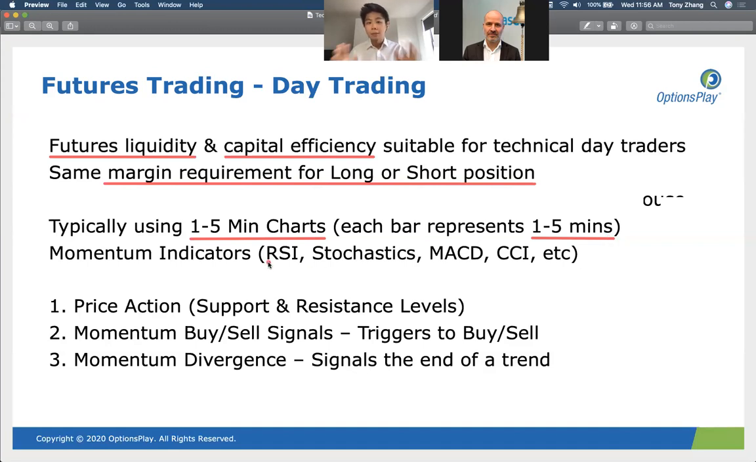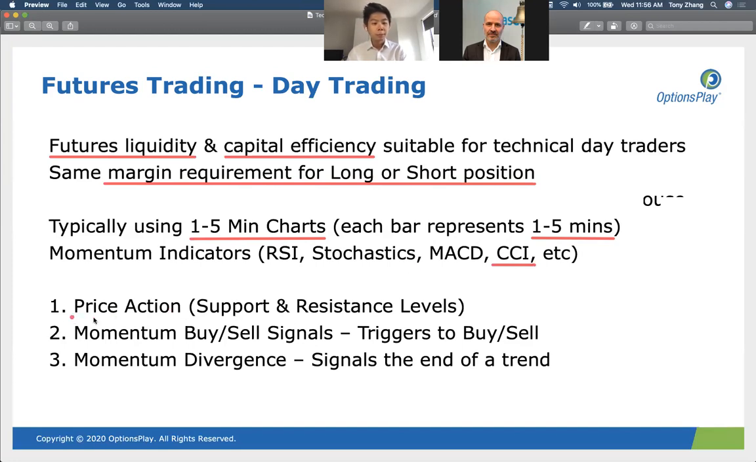We can use any momentum indicator that you prefer, whether it's RSI or stochastics or MACD or CCI. At the time, I was predominantly using CCI, or what we call commodity channel index. But all of the indicators are predominantly measuring the same thing. They're just slightly different variations of the same measurement. And there were predominantly 3 things that you needed to learn to be proficient at in order to trade futures as a day trader.